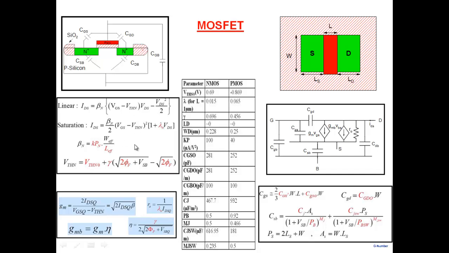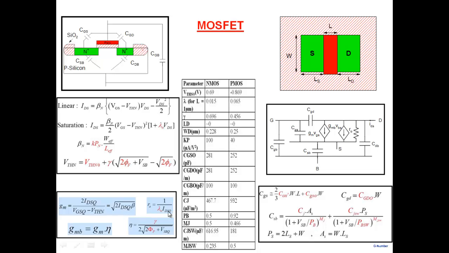These are the expressions. These are the small signal parameters here. The small signal model is given here. So how do you calculate gm? Of course, small signal parameters depend on the bias. Once you know the bias, gm can be calculated with this expression, 2 IDSQ by VGSQ minus VTHN, or sometimes this is convenient, simply the square root of 2 IDSQ times beta. So either one of them works.